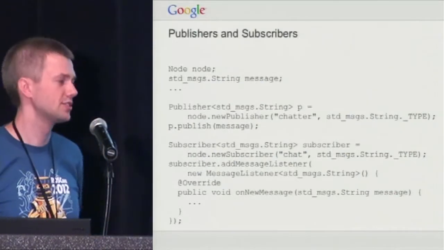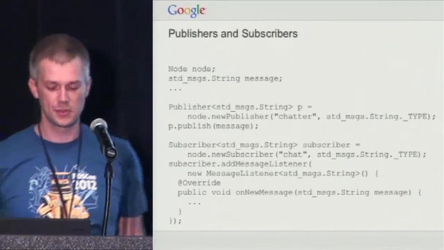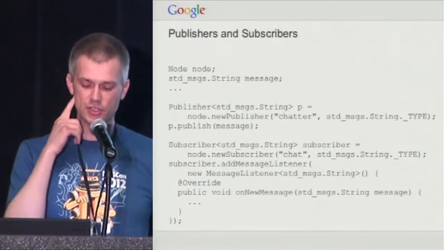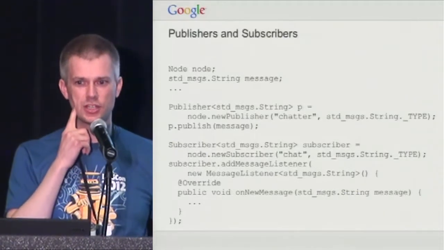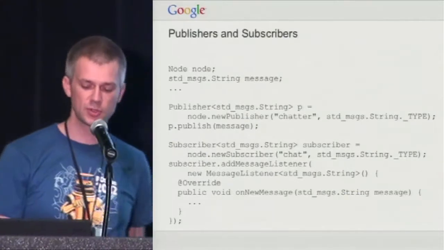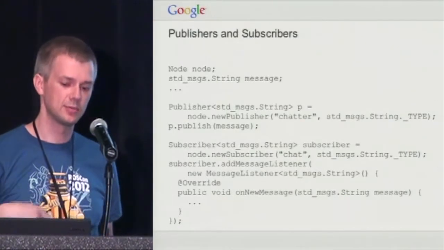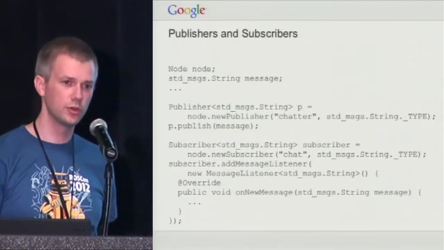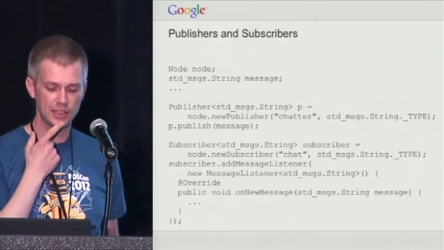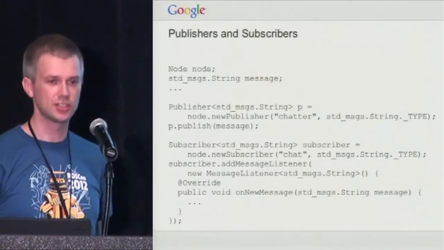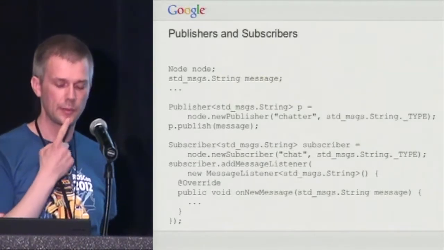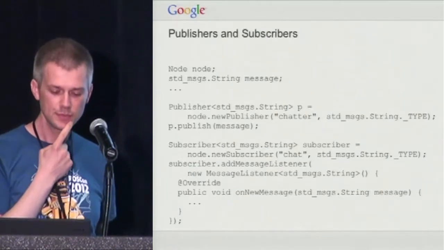So what do publishers and subscribers look like? You can see that the publisher is made with generics, so they're typed according to the message type that comes in. When you create a new one, you're asking the node to create it for you. You give it the topic and then the message type. I'll talk a little bit more about how messages work in a minute.